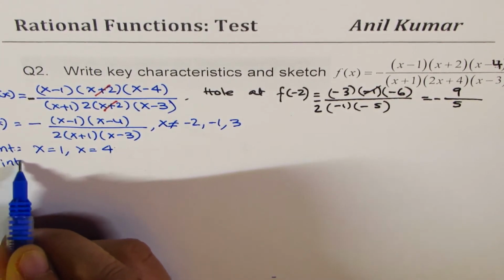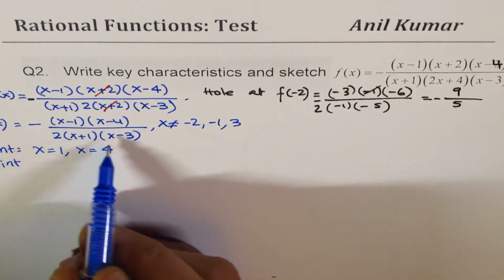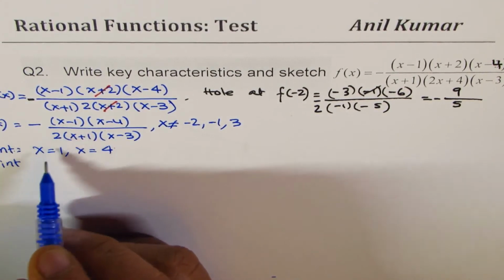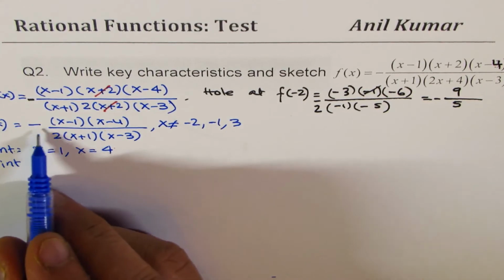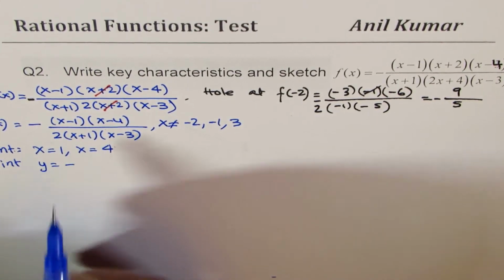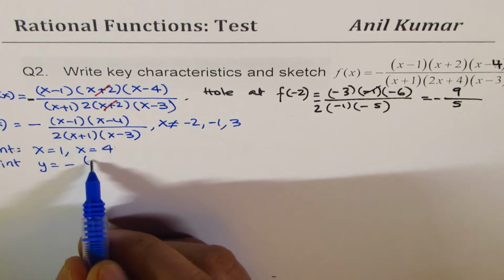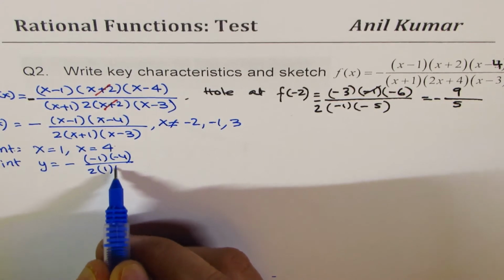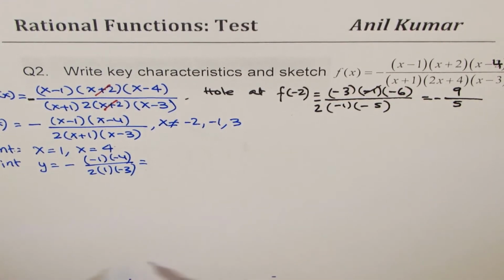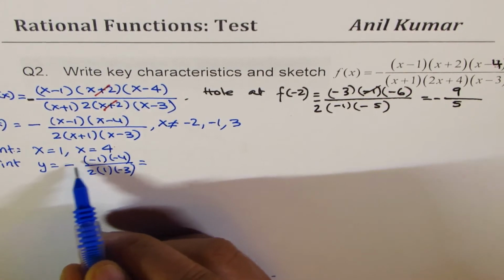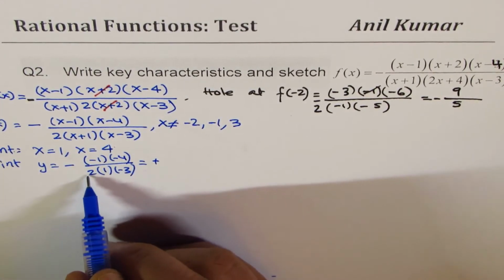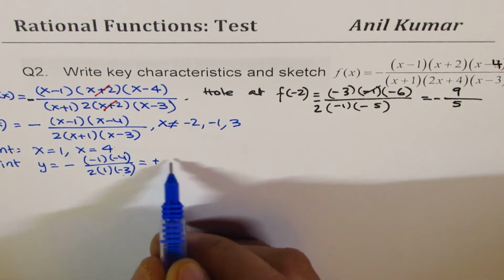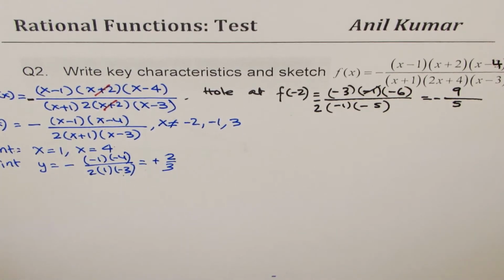Let's find the y-intercept. Y-intercept is placing x value as 0. So if I place x equals to 0, I get y equals to negative, this is this negative, times minus 1 times minus 4 over 2 times 1 times minus 3, right? So that gives you the value. 4 negatives makes it a positive. 4 divided by 2 is 2. So we get 2 over 3 as our answer. Correct? Now, all these values, let us put on a graph. And then we'll move forward.